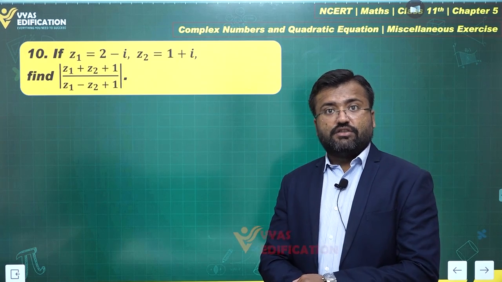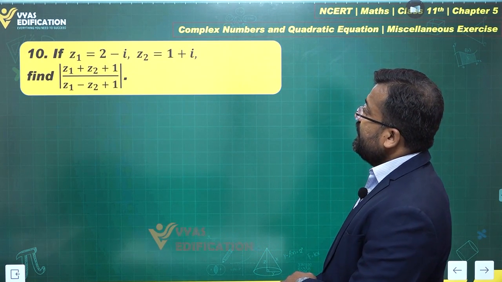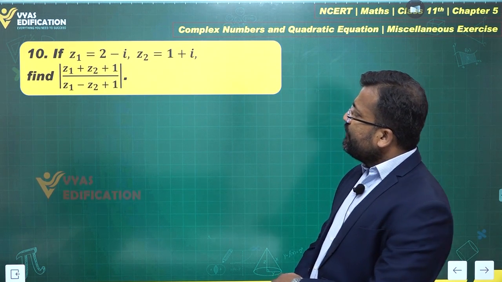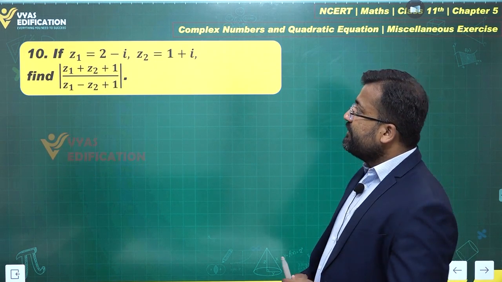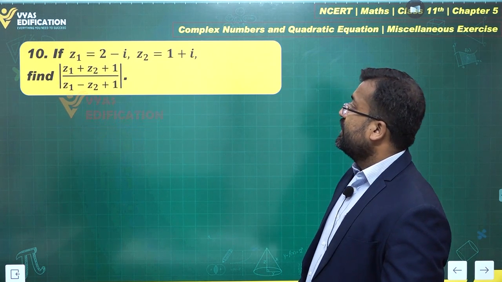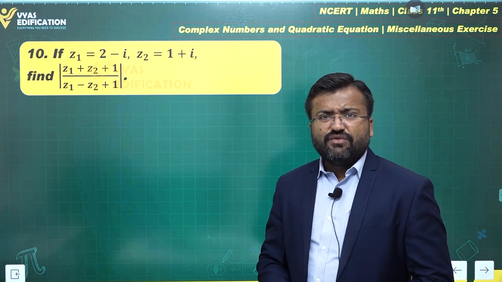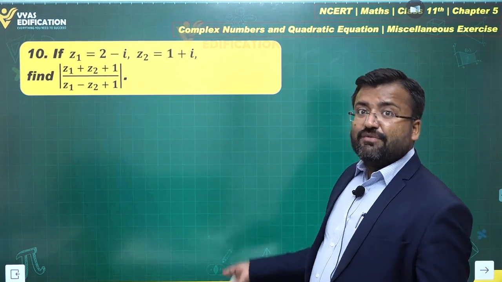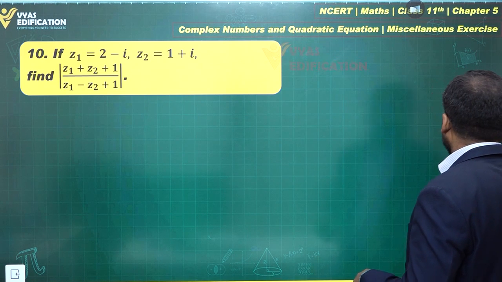Let's talk about this question. If z1 equals 2 minus i, z2 equals 1 plus i, find modulus of z1 plus z2 plus 1 over z1 minus z2 plus 1. Okay. Now what are we supposed to do in this case? We have to find the modulus of this big number, but then that number can be simplified, right? Let's do it.